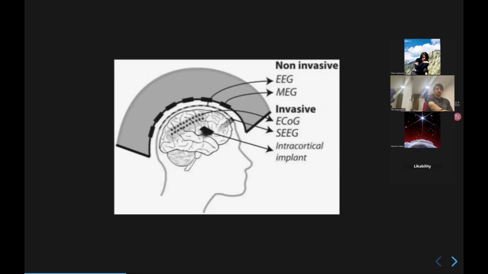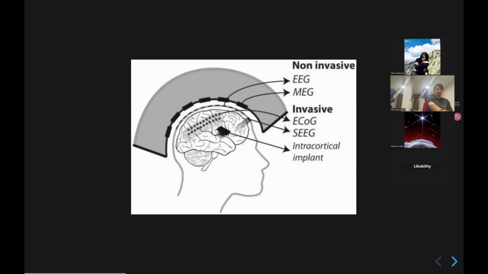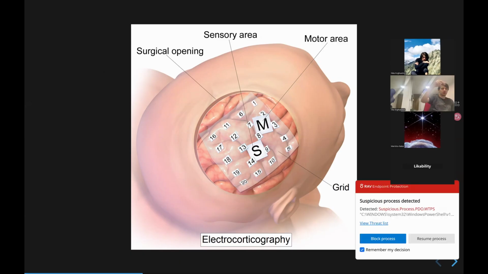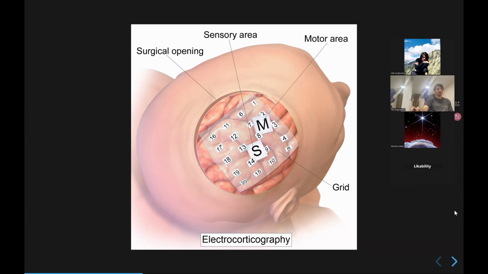So if it's invasive, it must go into the brain, right? Yeah, sometimes inside your brain tissue, but sometimes, like in this case, this is ECOG in the picture, it goes on the surface of your brain, but it still has to drill through your skull to get there. So this is semi-invasive. But fully invasive is when you cut some of your brain tissue to put something in there. Neuralink is fully invasive. So this is an example of ECOG.